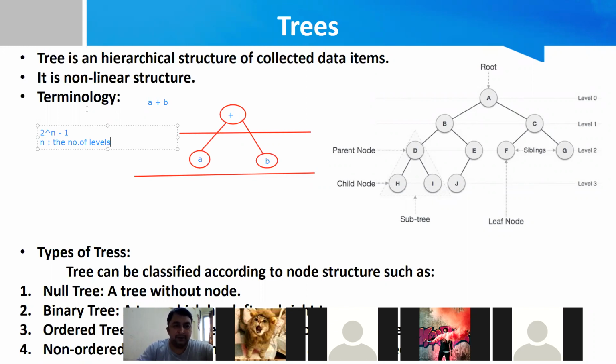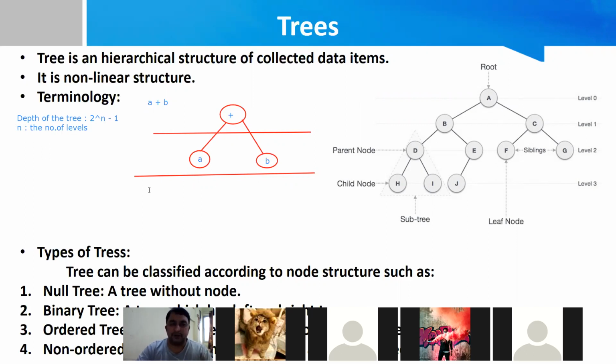N is said to be the number of levels, and the formula is used to find out the depth of the tree. To find out the depth of the tree, you can use this formula, that is 2 to the power n minus 1. So if you see here, the level is said to be what? 2. So the depth of the tree is what? 2 to the power 2 minus 1, that is 2 to the power 2, 4, 4 minus 1, 3. So 3 elements will be there.